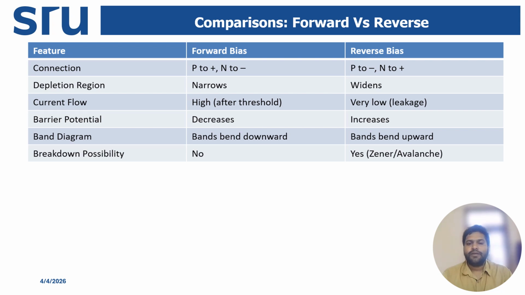Current flow: very high current flows after the threshold voltage in forward bias, and very low leakage current in reverse bias. Barrier potential decreases in forward bias, but in reverse bias, barrier potential increases. Band diagram: bands bend downwards in forward bias and bands bend upwards in reverse bias. Breakdown: there is no breakdown in forward bias, but in reverse bias there are two breakdowns, Zener breakdown and avalanche breakdown.